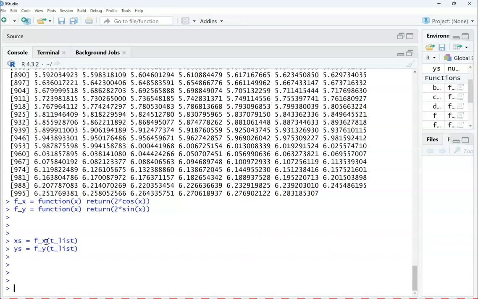Mine is saying there's an unexpected symbol in the f(x), or yeah, f_x is equal to fx. That'll do it.